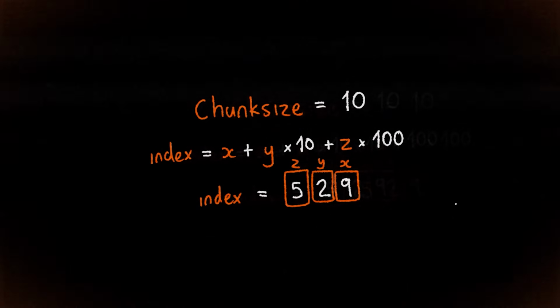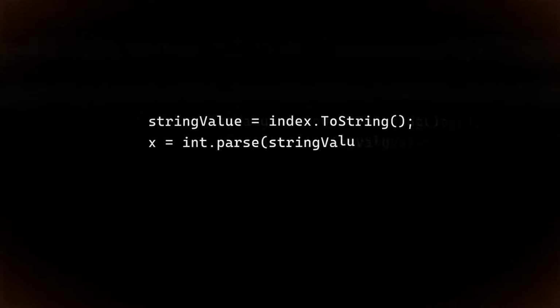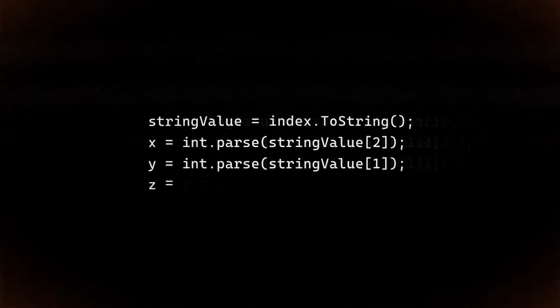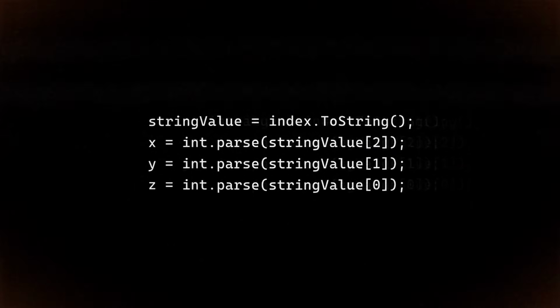Can we do the same with our function and just grab the number? In theory, we could convert our number to a string, then grab the digits and convert back to our coordinates. However, this wouldn't make our function faster. It would make it way, way slower.